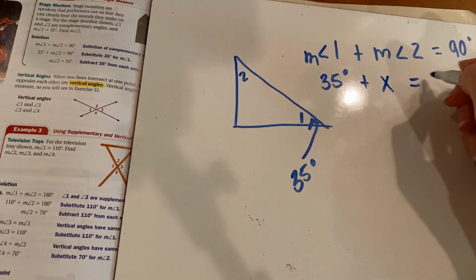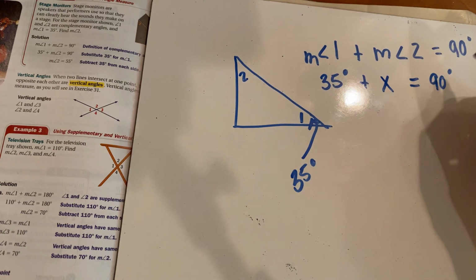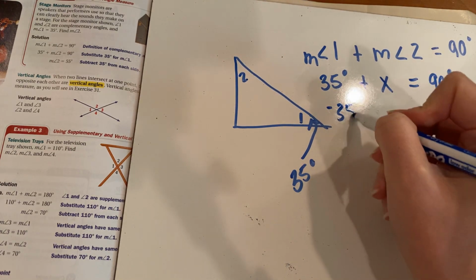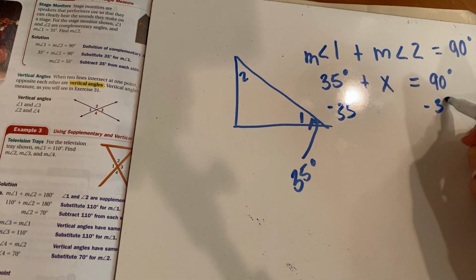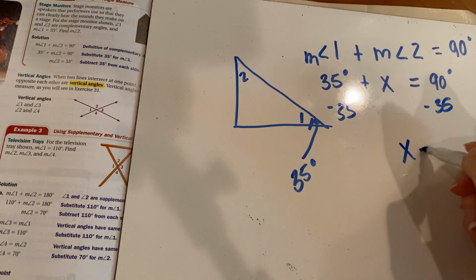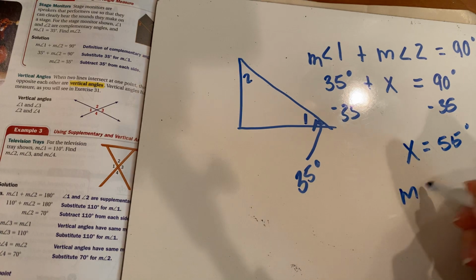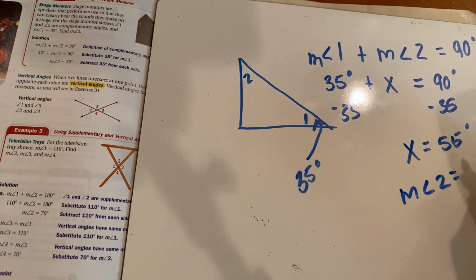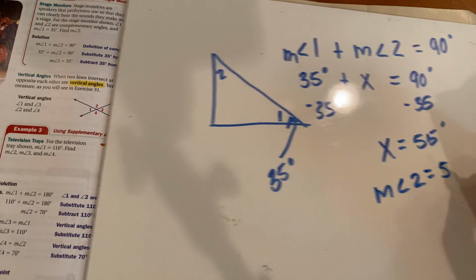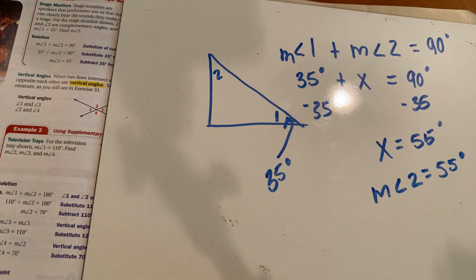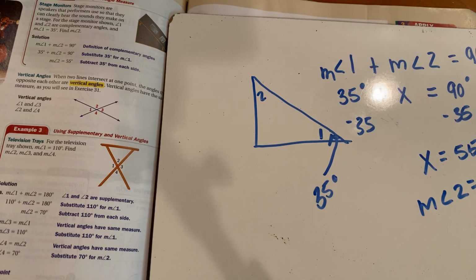35 plus something, because they're complementary, has to equal 90. Subtract 35 from both sides. And we get x is equal to 55 degrees. So the measure of angle 2 has to be 55 degrees in order for them to be complementary. And that's that.